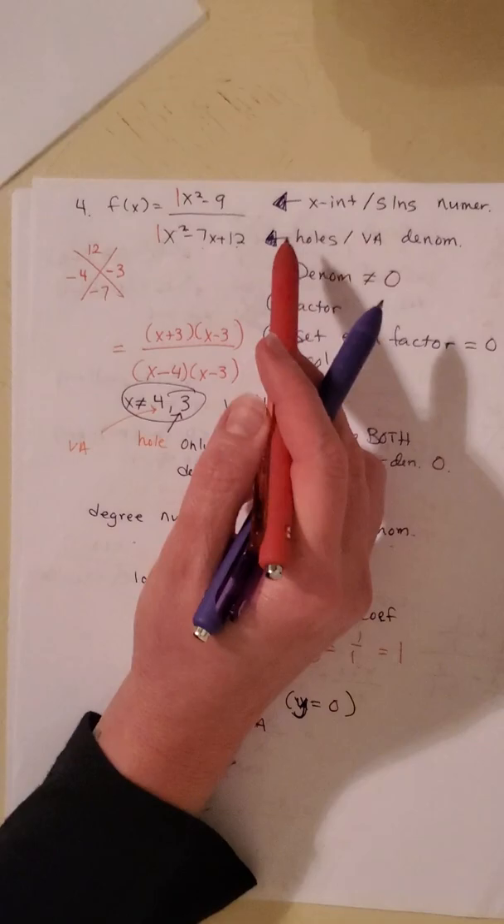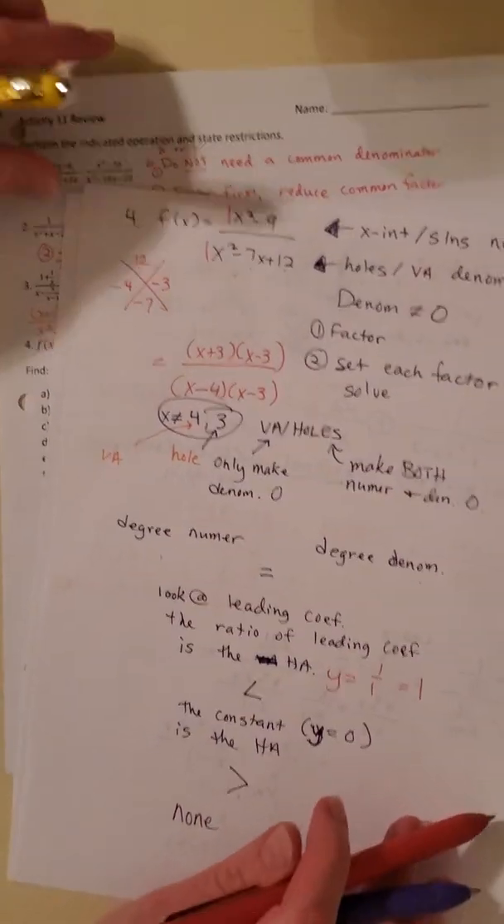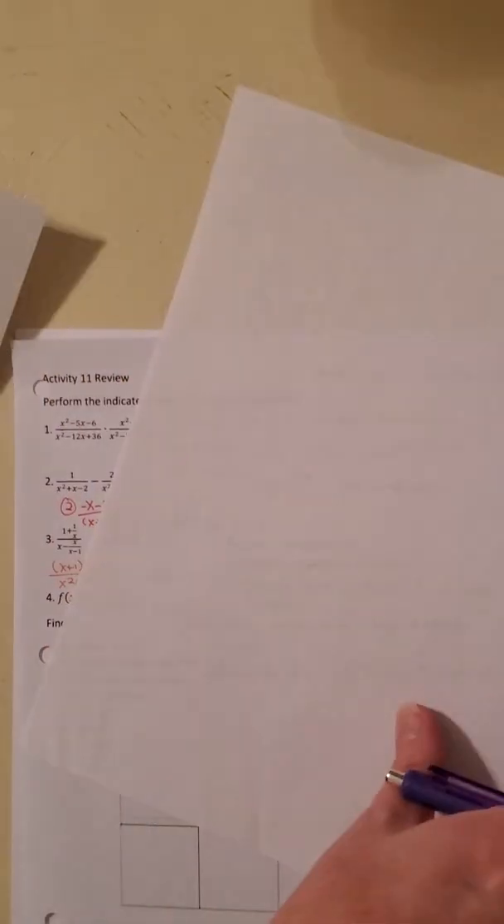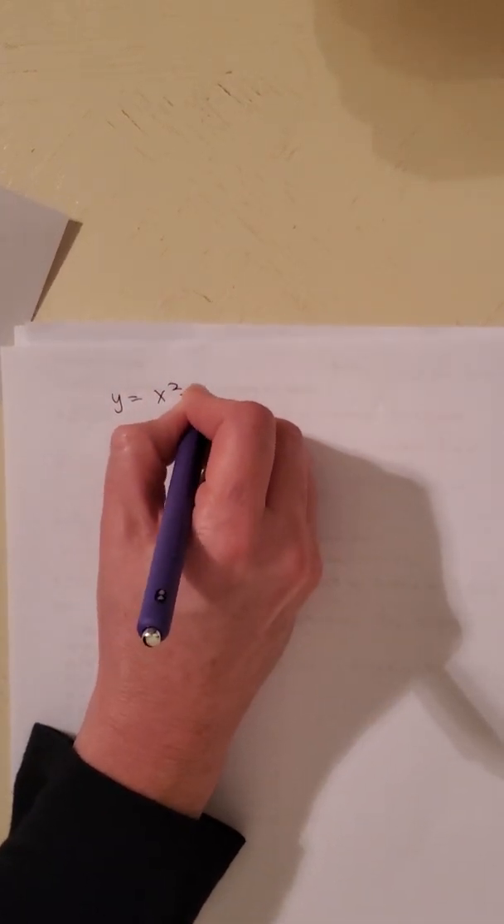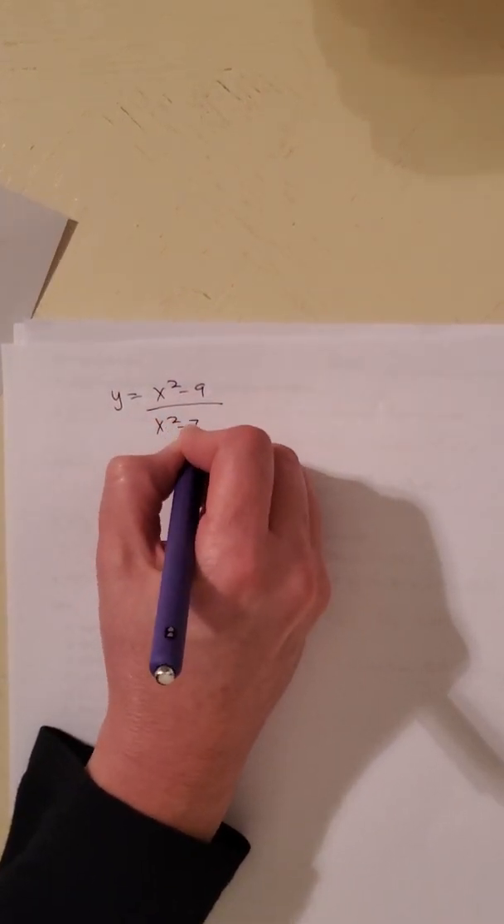All right, x and y intercepts. So to find the x-intercepts, you let y equal 0 and solve. So that's what we're going to do. We're going to let y equal 0, which is y is the same thing as f of x. y equals x squared minus 9 over x squared minus 7x plus 12.